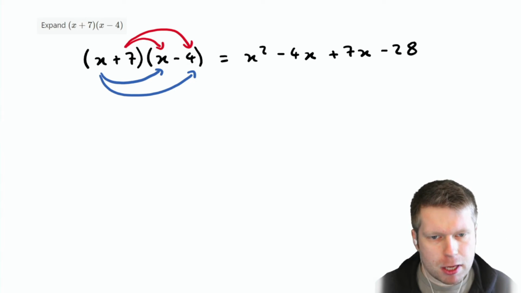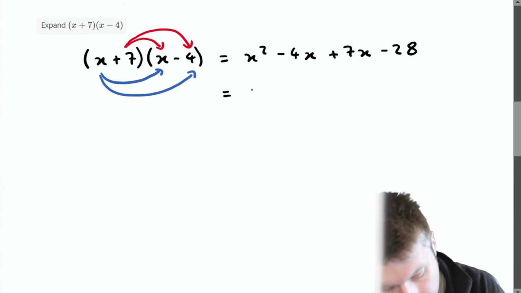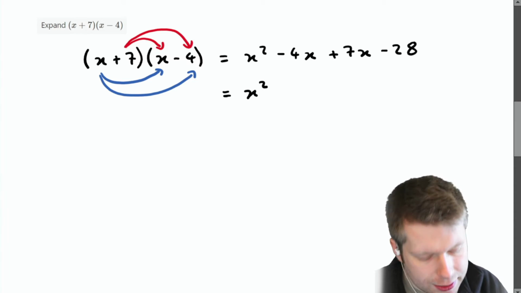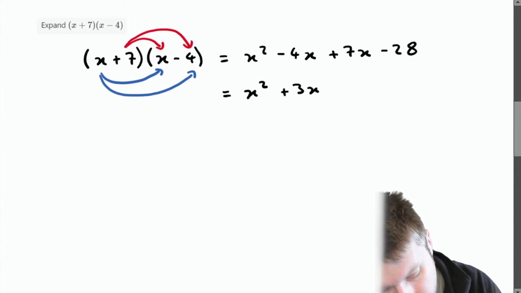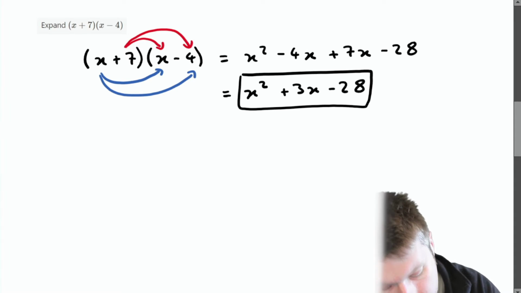Now all I can do is just collect together the like terms on the right hand side. So I've got x squared, and if you have a look, I've got negative 4x plus 7x. That's going to give me positive 3x and then minus 28. So that's how I would want my final answer to be left there.